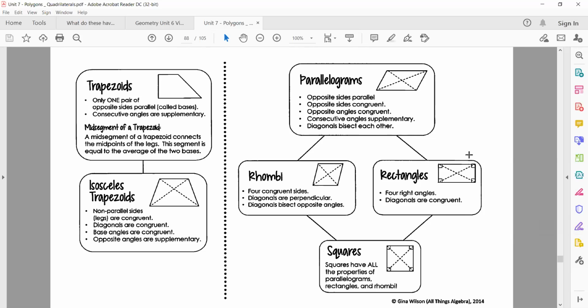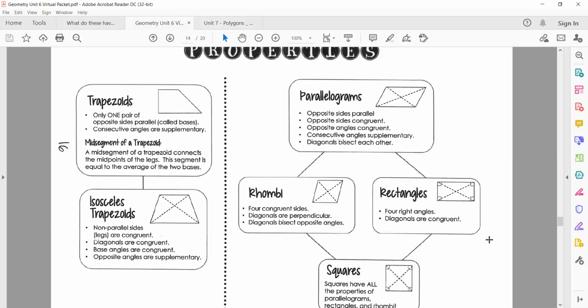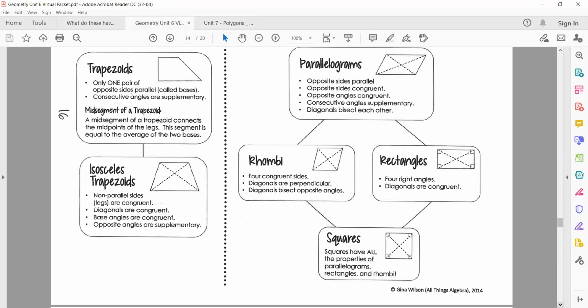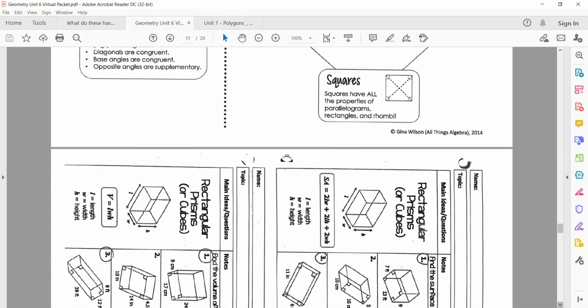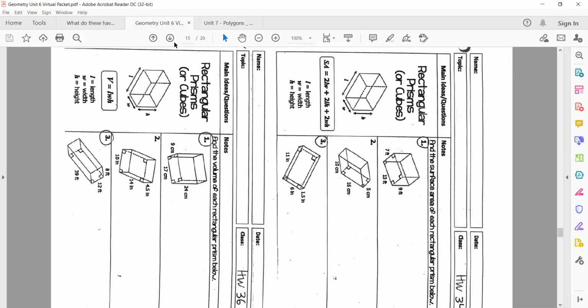Visually, you can probably connect a parallelogram and a rectangle. You take that rectangle and tilt it over. A rhombus and a square are very similar in the same way. Take a square, tilt it over, you've got a rhombus. Questions about any of those properties? All right, I've got to flip this back over.